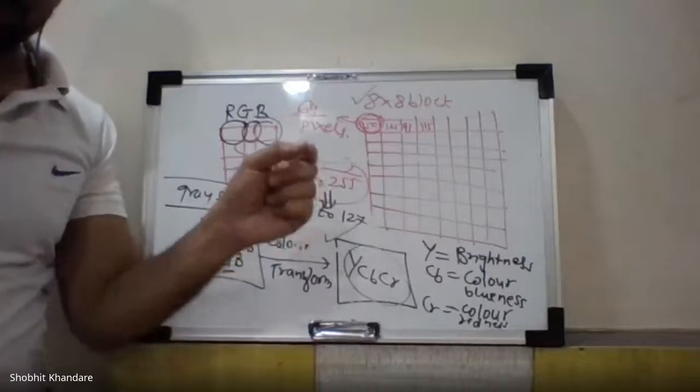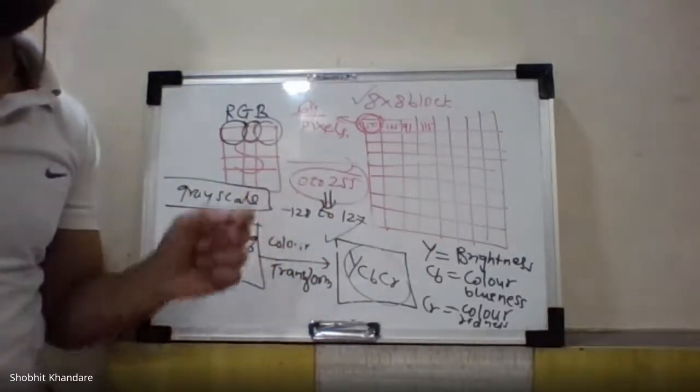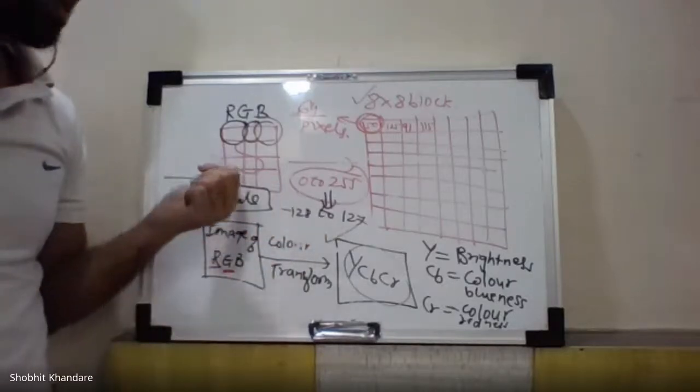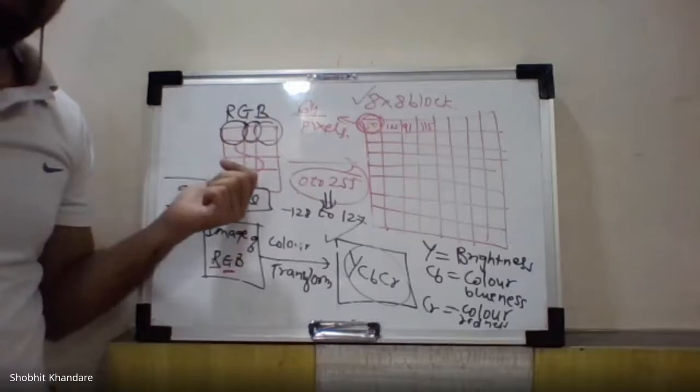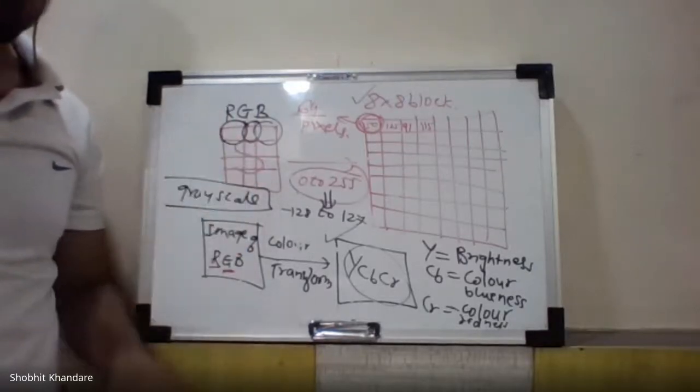This process is also called splitting. S-P-L-I-T-T-I-N-G. Splitting means subdividing the image into 8 by 8 blocks. So that is called splitting.